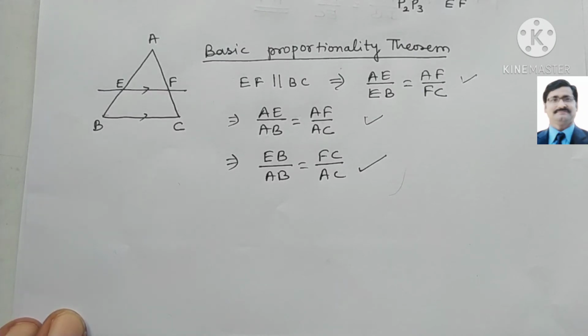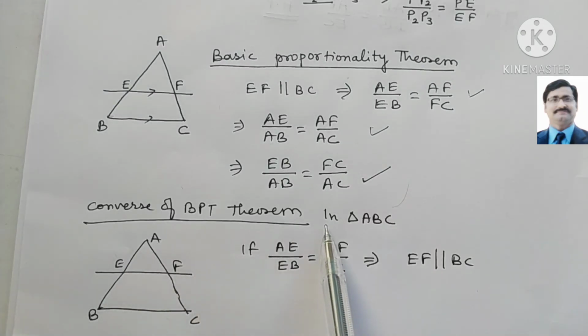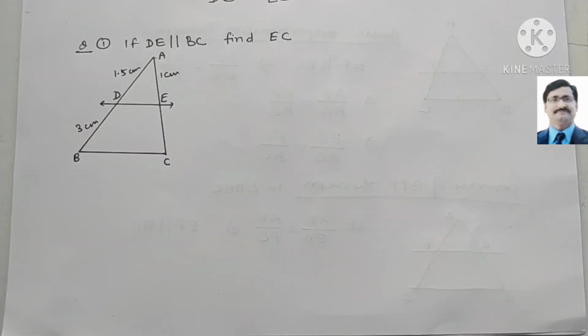Okay, all of you understand this? Converse of BPT theorem in triangle ABC. Here triangle ABC is given and ratios are given equal, AE upon EB equal to AF upon FC. Then this EF is parallel to BC by the converse of BPT theorem. So here ratios are equal, then we say the lines are parallel. All understand this? Look here students.